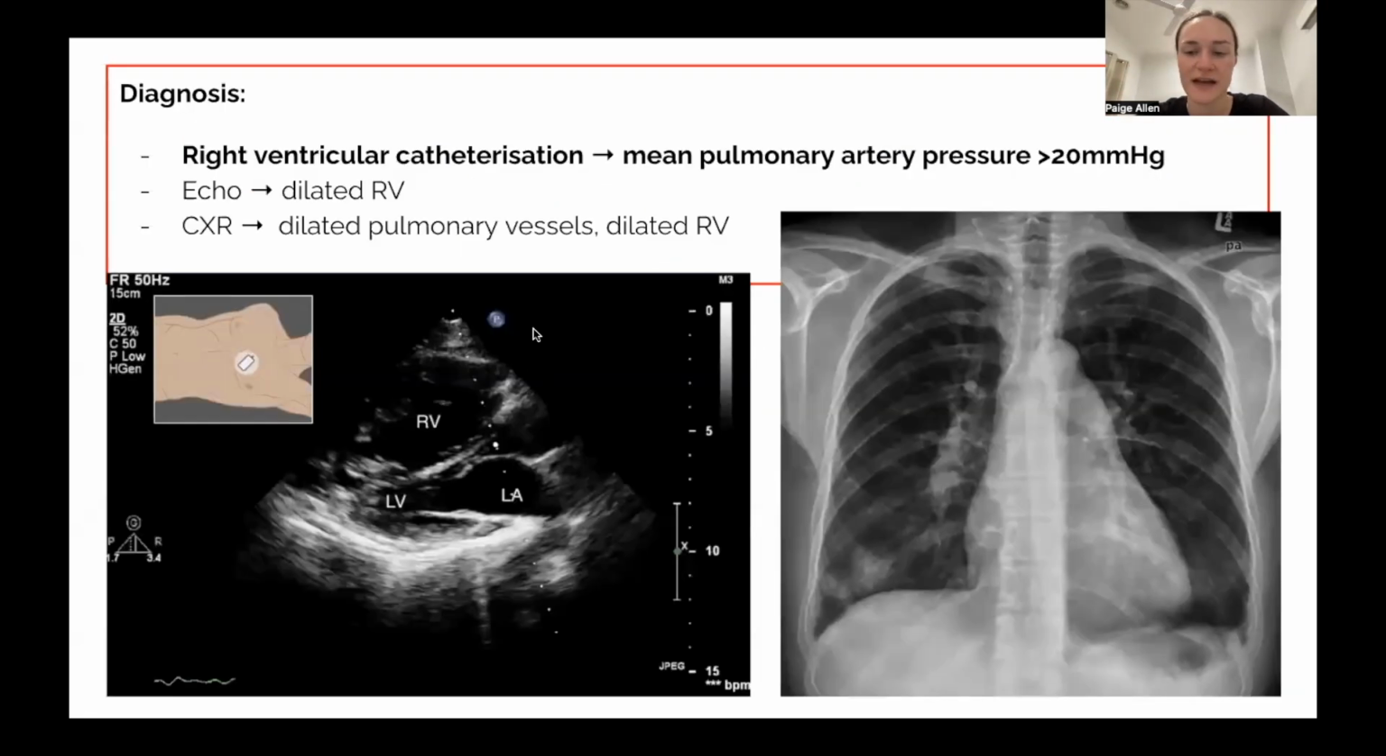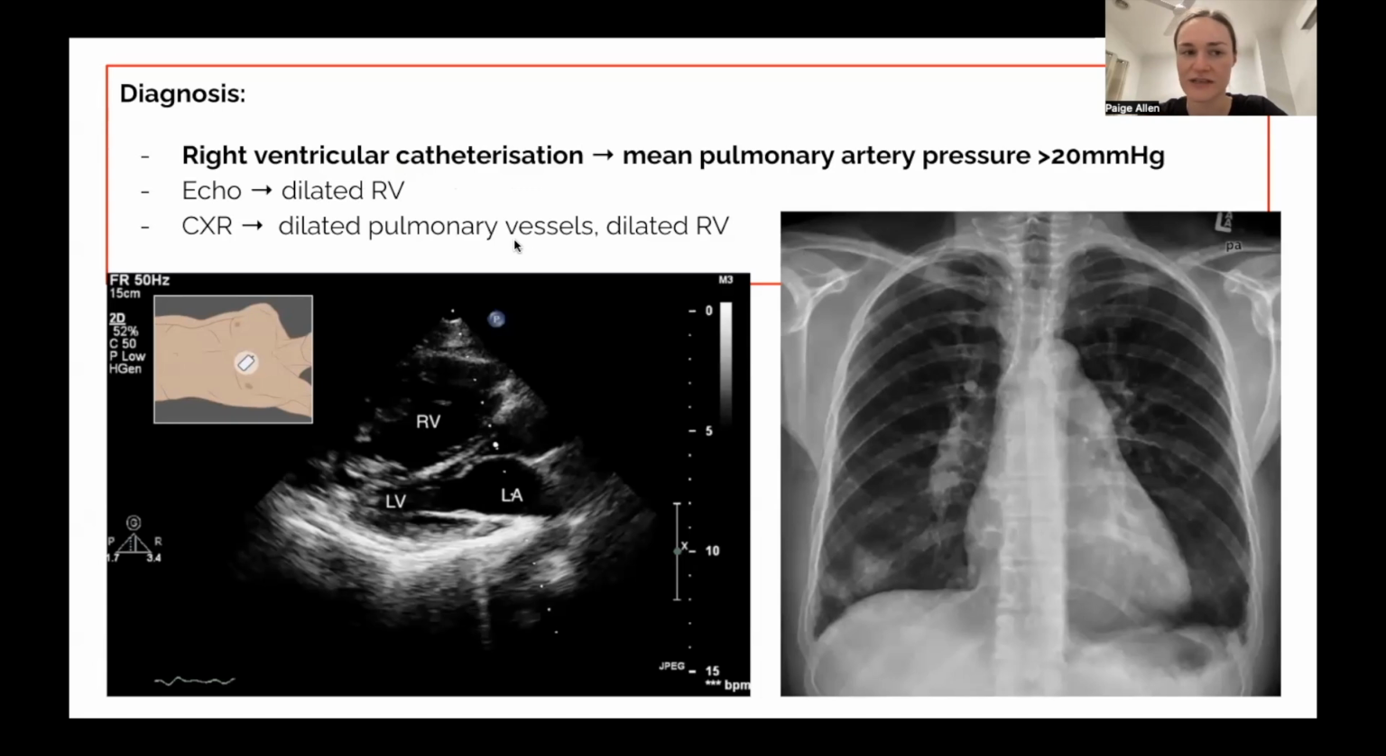In terms of how you make a diagnosis, the technical way to do it is by doing something called right ventricular catheterization. So they'll do this invasive procedure to put a probe into the pulmonary vessels and measure what the pressure is. If the pressure is greater than 20, that's classified as increased pulmonary pressure, so pulmonary hypertension.